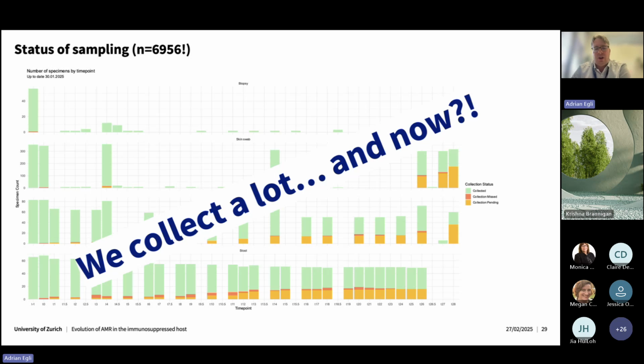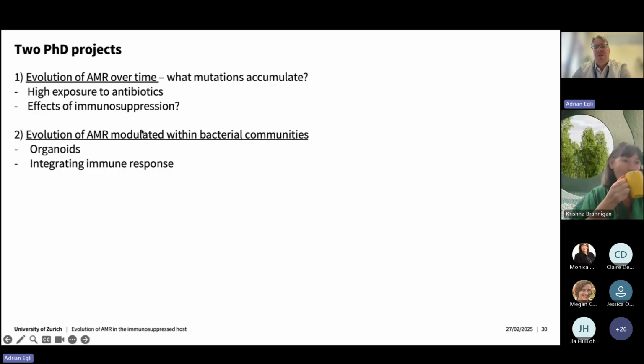So that's a cohort, I can tell you, which will keep my lab busy probably over the next 10 years. And many PhD students will actually work on that. But now we collect all of this. So 2 PhD students are currently working. This is a study financed by the Swiss National Science Foundation. The first PhD student works mainly on the evolution of AMR over time. So what kind of mutations accumulate and how does the heterogeneity of individual bacteria look over time. And the second student mainly looks into the interaction with the bacterial communities.